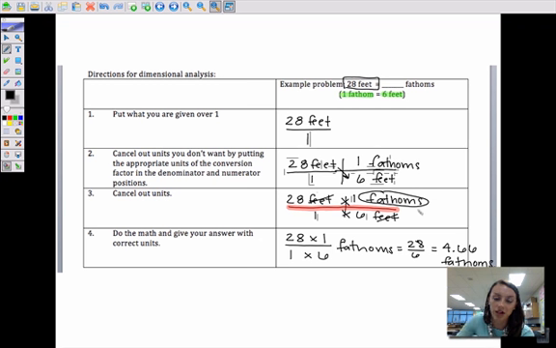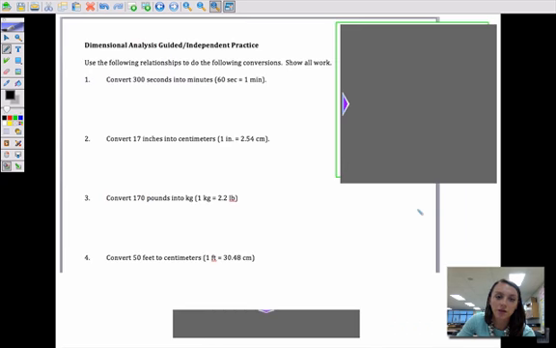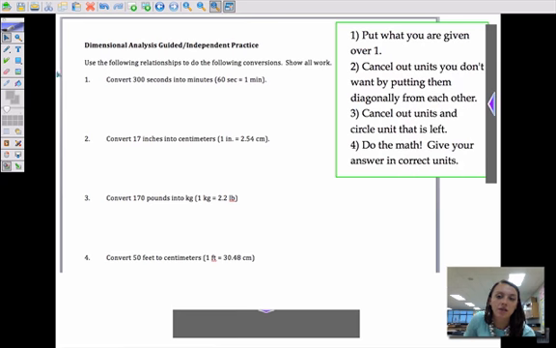Let's do some guided practice together. Turn the page over. As to help us out, we're going to have the steps right here in more kid-friendly language. So our first problem says convert 300 seconds into minutes. And I'm giving you the conversion factor right here, that 60 seconds equals 1 minute. I'm sure you could have figured it out, but sometimes it's just nicer to give it to you.